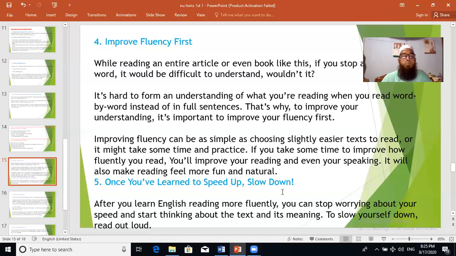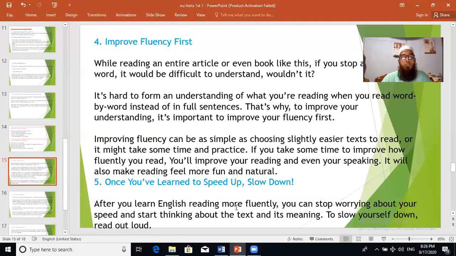Once you have learned to speed up, slow down. Have you got it? When you have got your fluency, now you have to slow down. To improve your fluency, you were asked to read very quickly without giving importance to each and every word. Just look at the pronunciation of the word and how fast you can read with correct pronunciation. That is the style of improving your fluency. But when you have got your fluency, then you have to slow down. That means now you have to give time to understand the story.